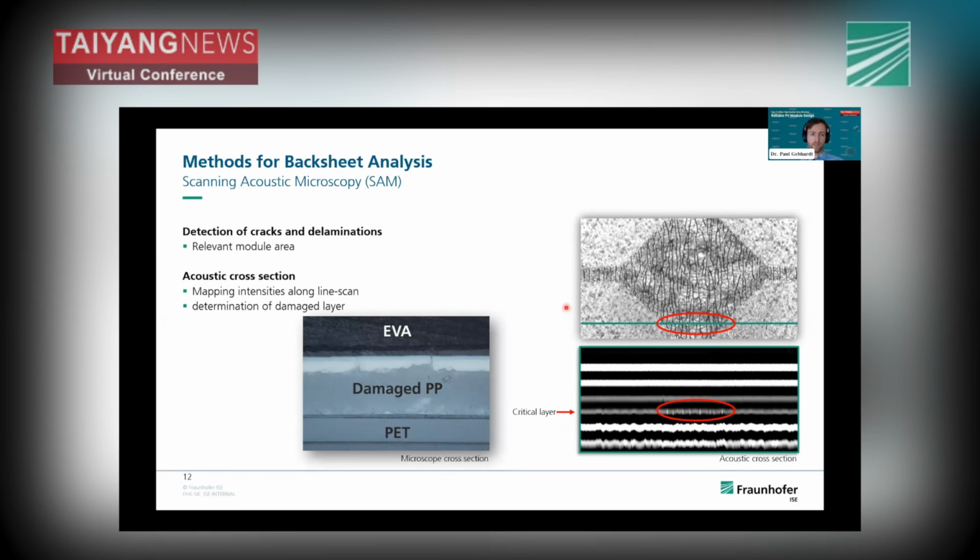But using scanning acoustic microscopy, we can detect these internal cracks, and this area between the cells can also be detected. So behind the cells that you see here, so these are monocrystalline cells. Behind the cells, there are no cracks, but in between the cells, there are a lot of cracks in some specific layers, which correspond again to this damaged PP layer, polypropylene layer that I mentioned in the beginning.